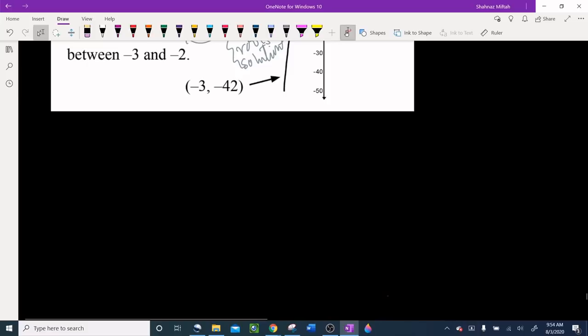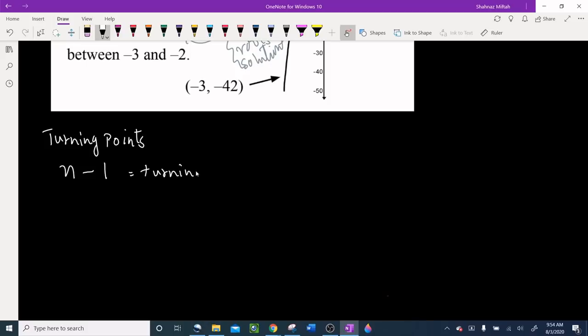Okay, let's do the turning points of a polynomial function. You can figure out how many times the polynomial function is turning. All you have to do is know the degree, and you subtract 1 from the highest degree, which gives me the turning points, like how many times it's turning. Let's do an example for this and we'll figure it out.